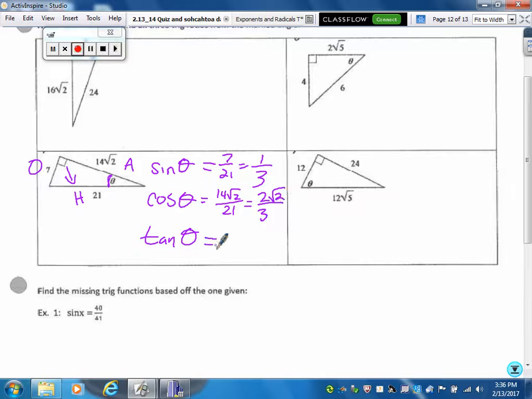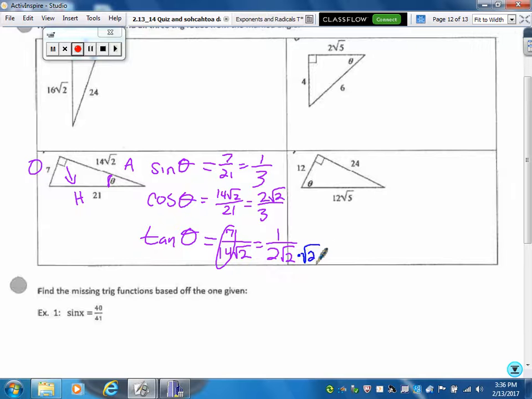And my tangent, O over A, there's my radical again happening in the denominator. So before you get there, make sure you simplify your fraction. It's 1 over 2 root 2. And now we can rationalize. So when you're rationalizing this one, don't take this 2 along for a ride here, this one right here. You only want to get rid of the radical.